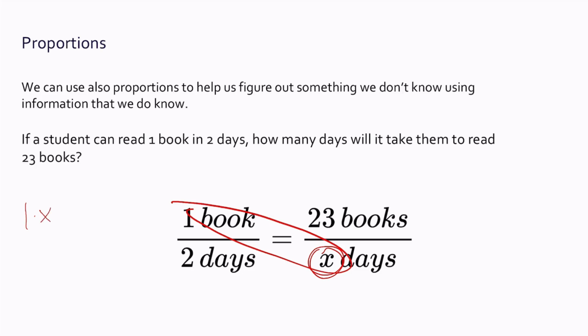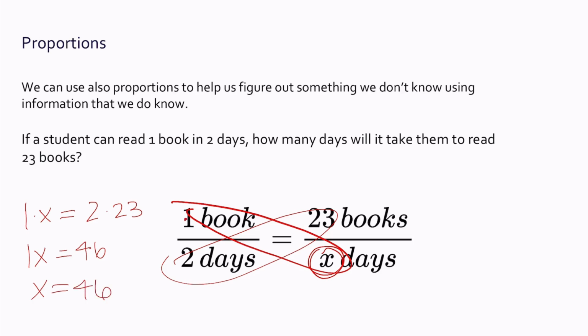So we have 1 times x equals 2 times 23. So 1 times x, I have to just leave it like that as 1x. 2 times 23 is 46. Now this 1 isn't really doing anything because 1 times something is just itself. So x equals 46, which tells me that if I can read 1 book every 2 days, I can read 23 books in 46 days.